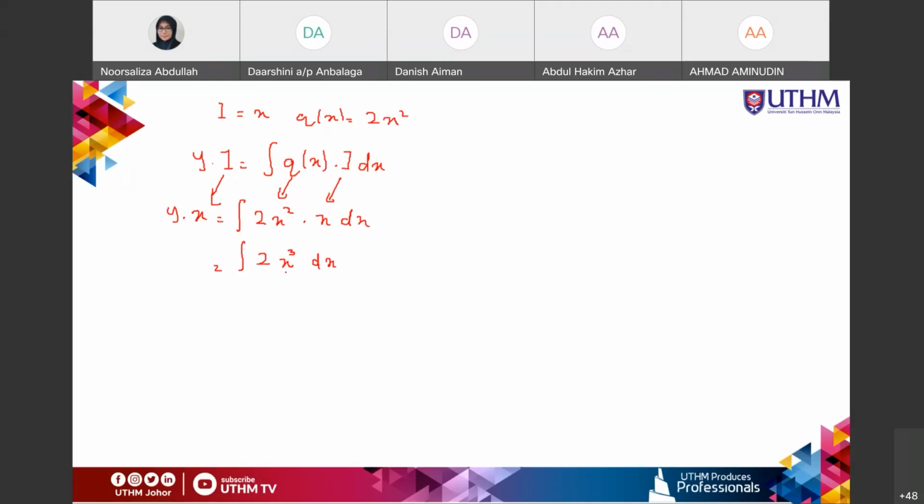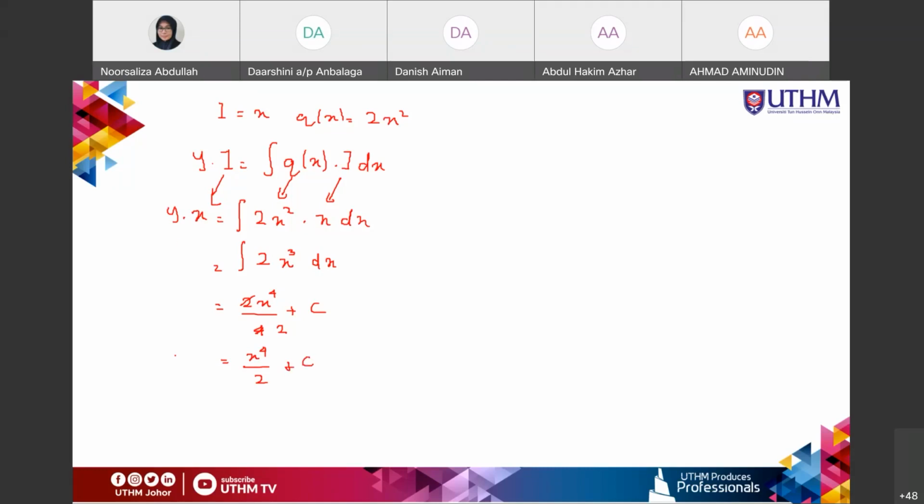Okay, so you integrate 2x power of 3, you'll get 2x power of 4 divided by 4. So this one, you'll get x power of 4 over 2 plus c.